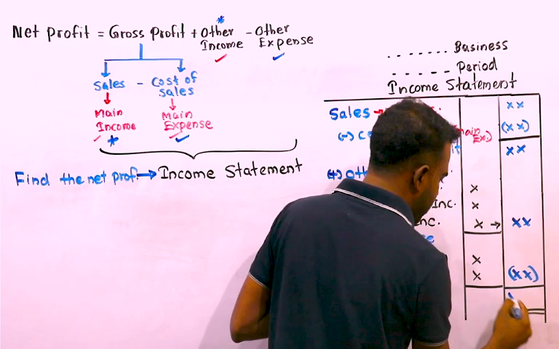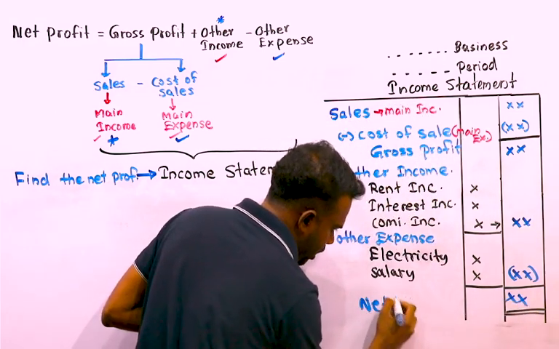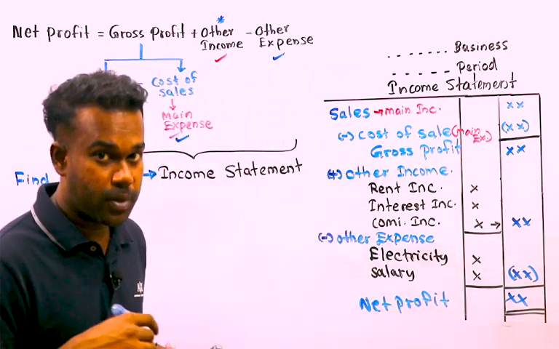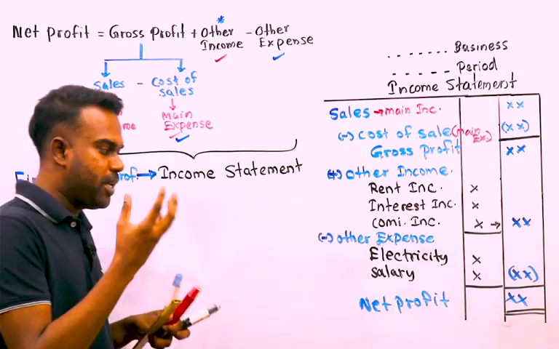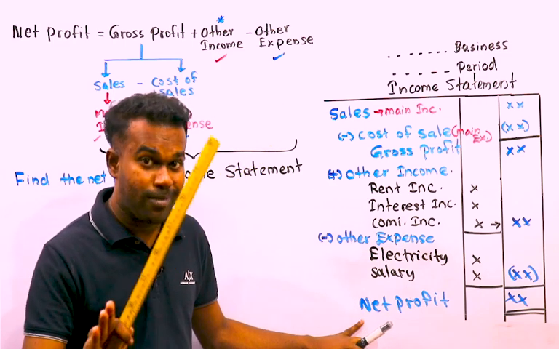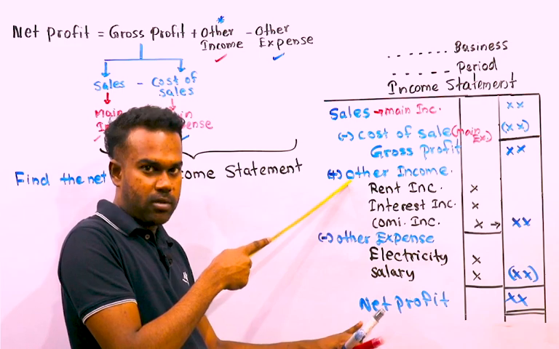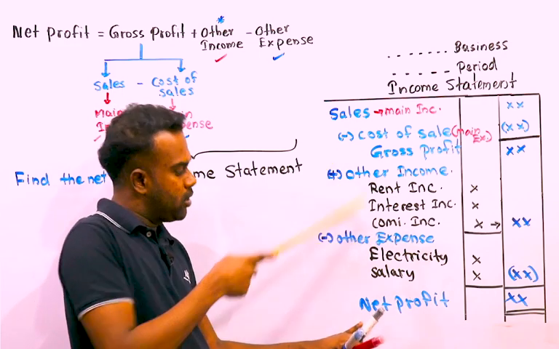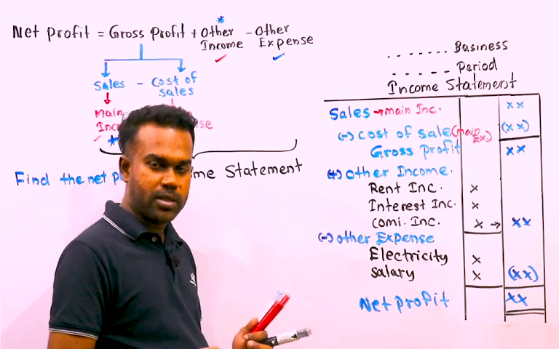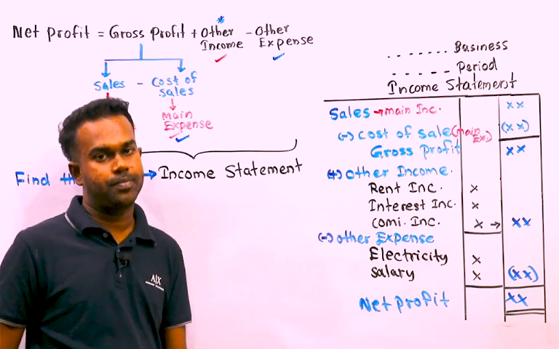And then you can get what? Not gross profit, net profit for the period. Understood? Net profit means total income minus total expense. Total sales income, main incomes, added other incomes, under total incomes, minus cost of sales, and here minus other expenses. That's the total expenses. Finally, we consider total incomes and total expenses.